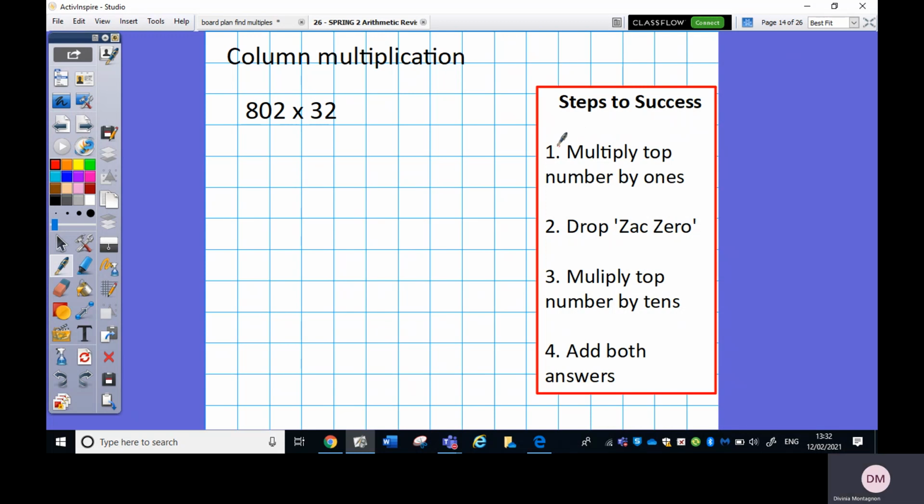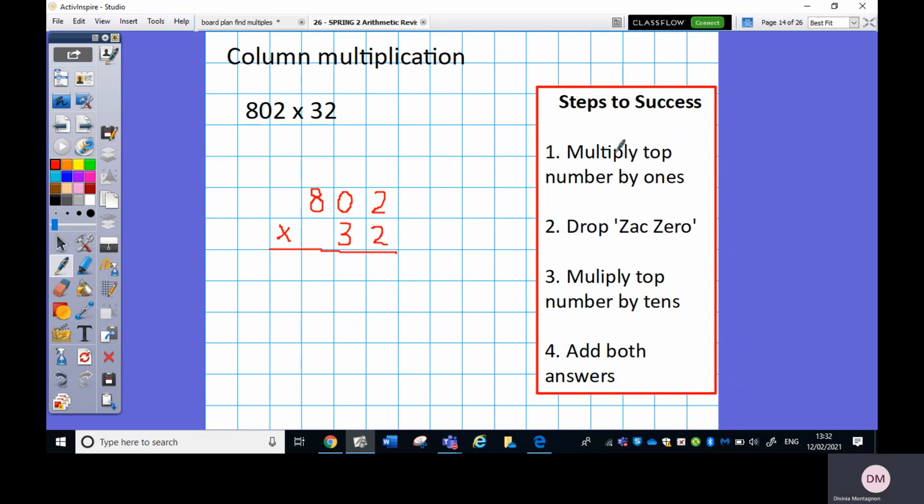Let's read the steps to success. Number 1, multiply top numbers by ones. Number 2, drop ZAC 0. Number 3, multiply top numbers by tens. And number 4, add both answers. So let me write down first. 802 multiplied by 32.